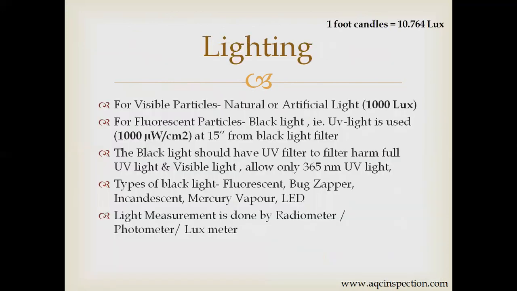Lighting. For visible particle inspection, natural or artificial light can be used with a minimum of 1000 lux light intensity. For fluorescent particles, black light or UV lamps are used with a minimum of 1000 microwatts per centimeter squared intensity at a distance of 15 inches from the lamp.